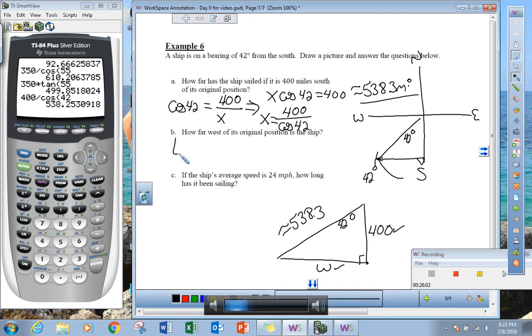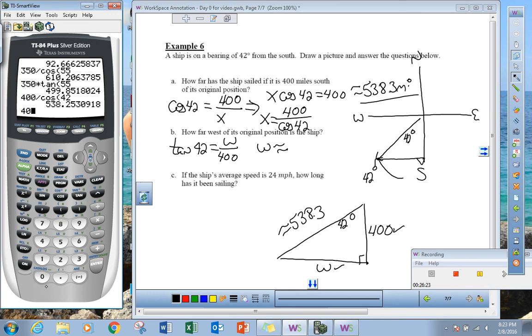So I'm going to come over here and say tangent of 42 equal the opposite over the adjacent. Notice that when you cross multiply, W is going to be by itself. So W is going to be 400 times the tangent of 42. So it looks like west distance-wise, we're going to be about 360.2 miles.